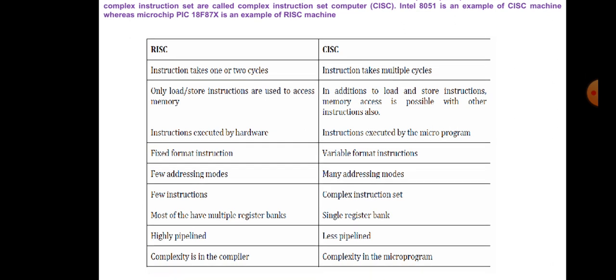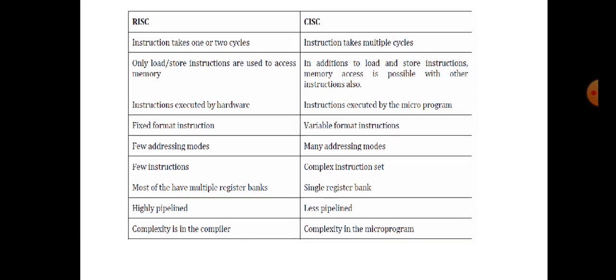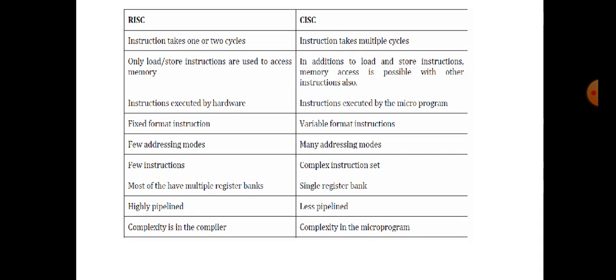Then in case of your RISC, we have few addressing modes. In case of CISC, we have multiple addressing modes or many addressing modes. In case of your RISC, the number of instructions is limited. We have only few instructions, whereas in case of your CISC there are many instructions, or we can say a complex instruction set. Means in case of your CISC, whatever the operation you want to perform, for each and every operation we have the instruction. But in case of your RISC machines, we don't have all the instructions for performing all your operations.